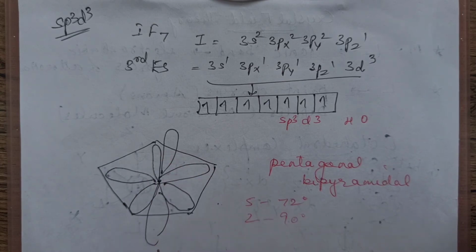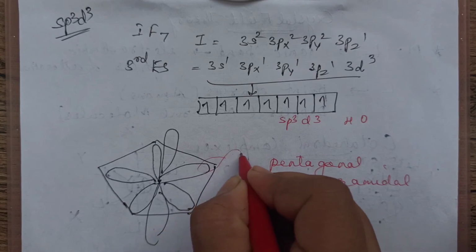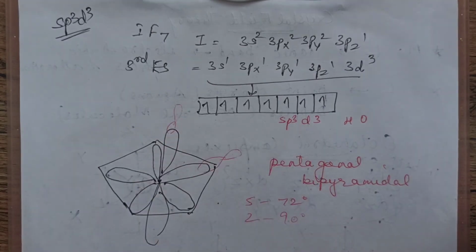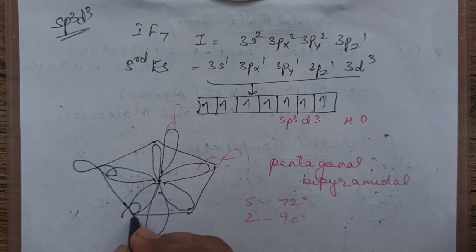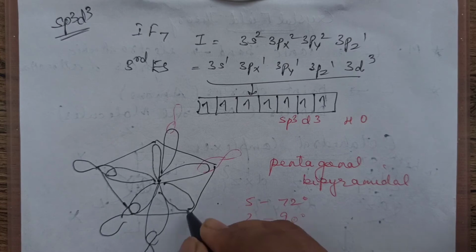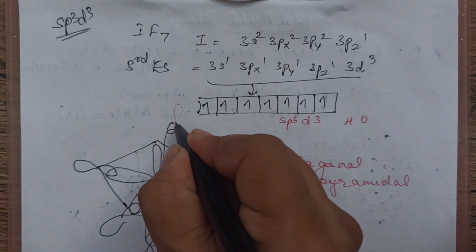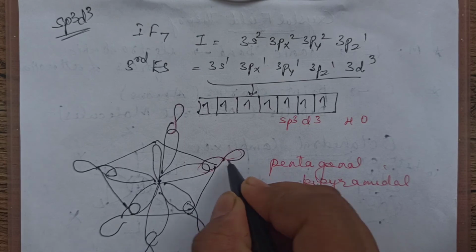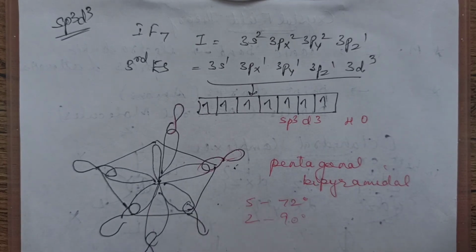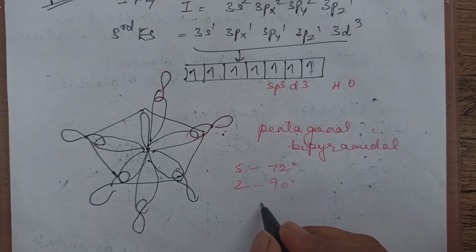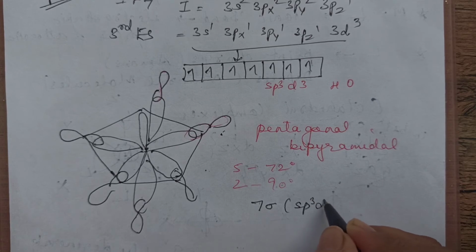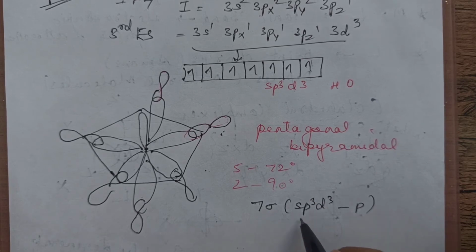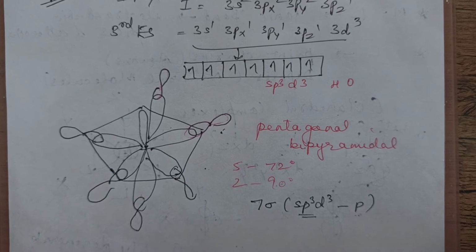They will now be overlapping with the p orbitals of fluorine. Let me complete it with the black pen only. These are all the p orbitals of fluorine. So how many sigma bonds, children, is it having? It is having 7 sigma bonds, all of the same category, sp3d3 with p: the sp3d3 of the central atom and the p of the surrounding. Okay, till here it is clear to you all.